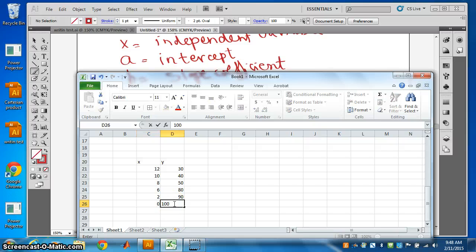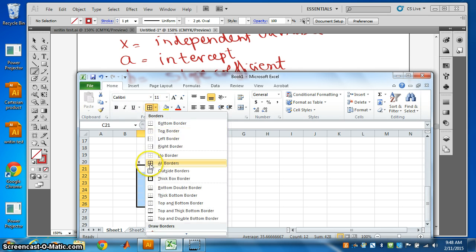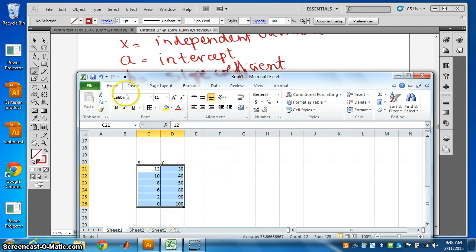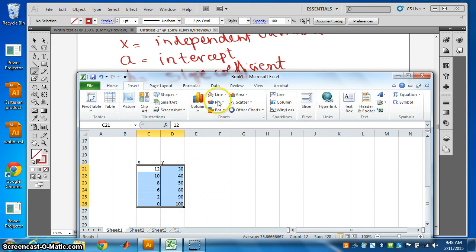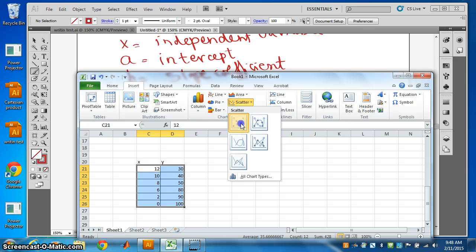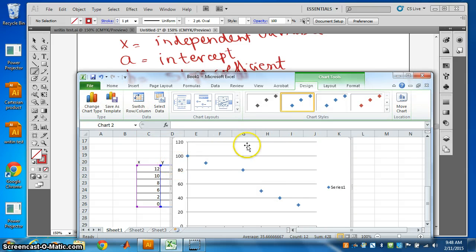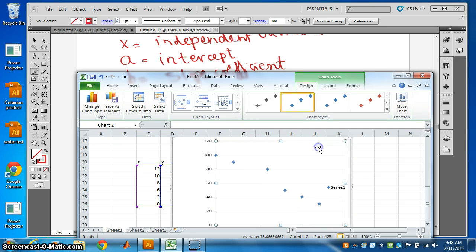Now we'll try to plot this. Same way, highlight this, and go to graph, insert, scatter. See, I'll just shift it to this side. What do you see? The direction, the slope. This is negative slope.